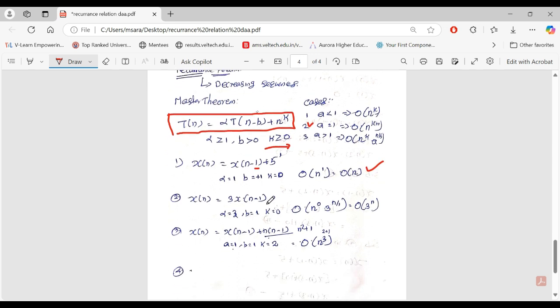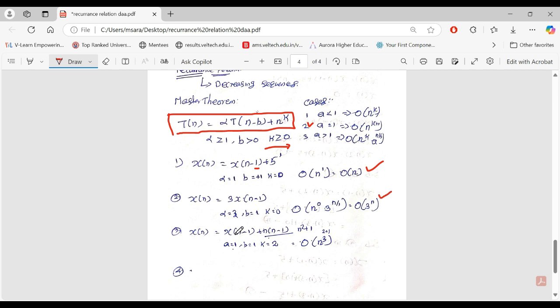Then from this particular statement, there is no k term, so n to the power k is automatically not available. Alpha value equals 3, b value equals 1. So it becomes the third case, since alpha value is greater than or equal to 1, big O of n to the k equal to 0, then 3 to the power of alpha is 3, n by b equals 1, so 3n. So here it becomes big O of n squared.